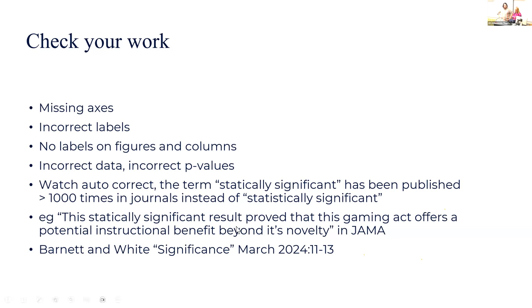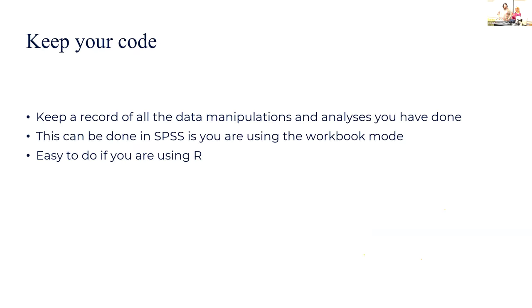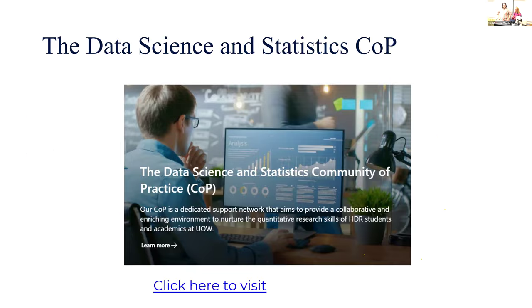And I just love this point here, where the term statistically significant has actually been misspelled and reported a number of different times, over 1,000 times in journals. So actually spell check your work, look at it. And most importantly, keep your code. Even SPSS now, in its workbook mode, lets you keep all of the syntax of all the analyses you do. Keep it, use it, publish it.